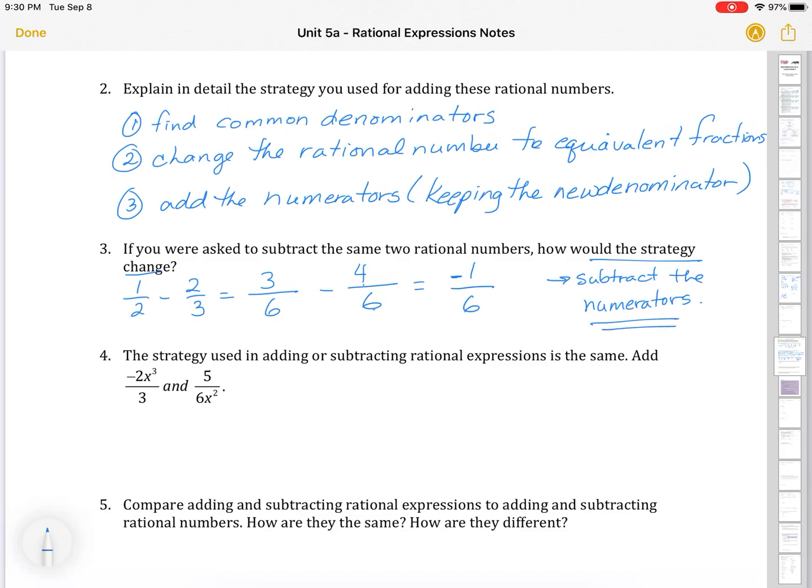Okay, and occasionally you're going to get negative numbers. You could get negative numbers if you're adding negative rationals. Now we use this strategy when we're adding and subtracting rational expressions. So let's look. I have negative 2x cubed over 3, and I want to add 5 over 6x squared.